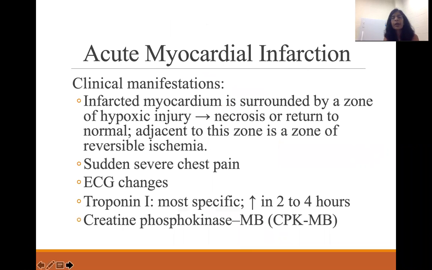All right, so acute myocardial infarction clinical manifestations: when the person has an MI, typically there is a zone of injury. Okay, those are the parts with the dead cells, necrosis. Okay, and they may return to normal depending upon the duration. And adjacent to that would be where you would see reversible ischemia. So usually one area, like the center of it, would be made of dead infarcts, versus the area surrounding that would be where there is ischemia, but it is reversible depending upon the condition.